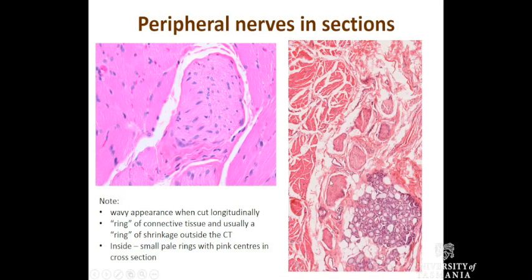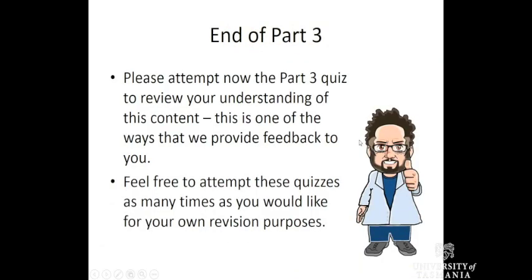Here's that gap, then a layer of dense irregular connective tissue, perineurium. Here's that gap again. So that's what you look for to help identify peripheral nerves in section. Alright, so that's it. Just a quick overview and revision of the structure of peripheral nerves.